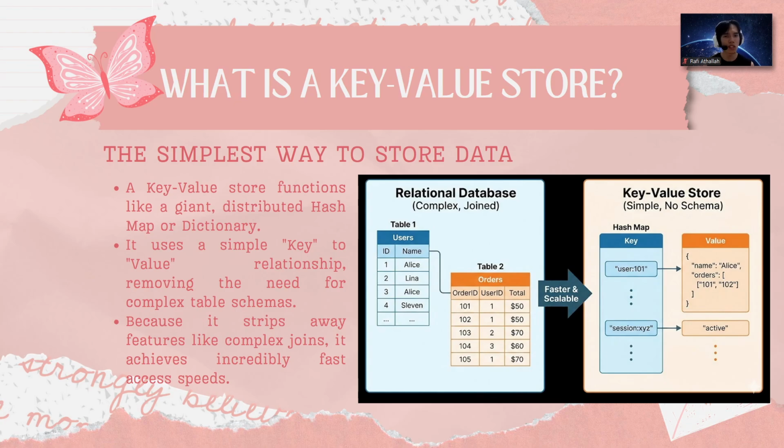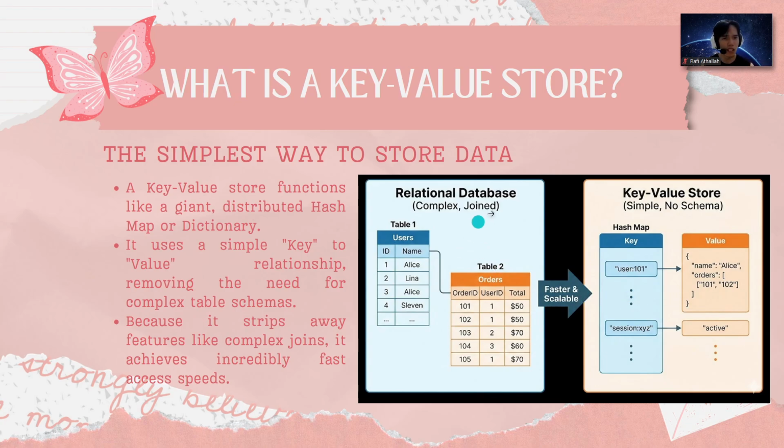So it uses a simple key to value relationship, removing the need for complex table schemas. Now, because it strips away features like complex joins, it achieves incredibly fast access speeds. Now, if you still don't understand, it's okay. We are trying to learn. Let's look at the image beside us.